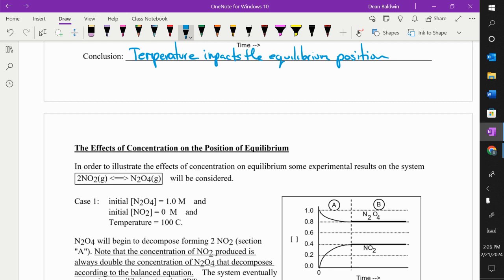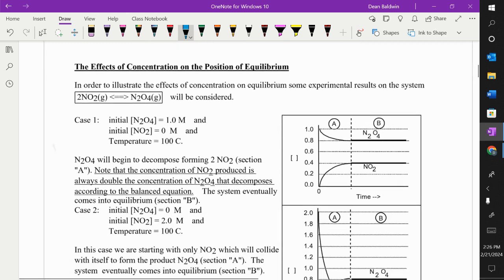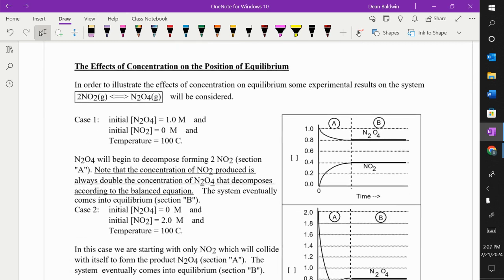Okay, what about concentration? Does concentration change the equilibrium position? So, if you have NO2 and N2O4, if initially I put N2O4 into a beaker, seal the beaker, and we're at 100 degrees Celsius, this is all I have at the beginning. It's going to decompose until it reaches equilibrium. Okay.